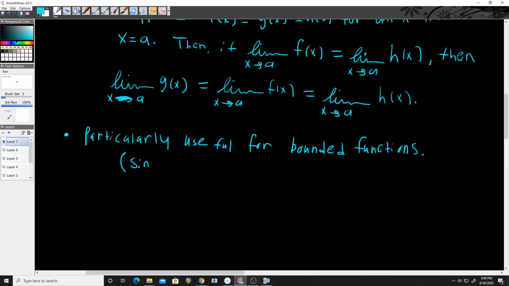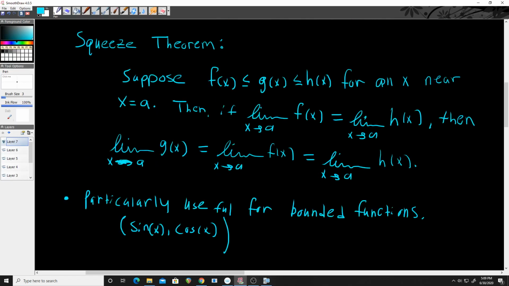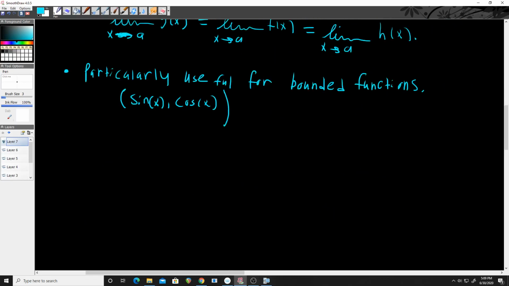So functions like sine, cosine, these are bounded. Those are the only ones I can think of offhand. But you can create some situation. If you consider any closed interval, as long as your function is continuous, then it's bounded as well. But it's particularly useful for bounded functions. So let's go through a couple of examples. I think that will help us understand the Squeeze theorem.